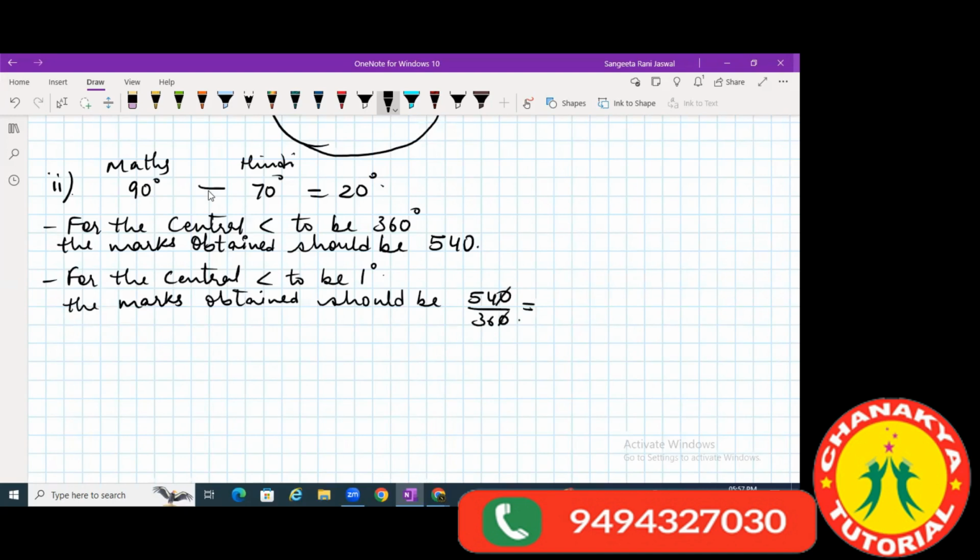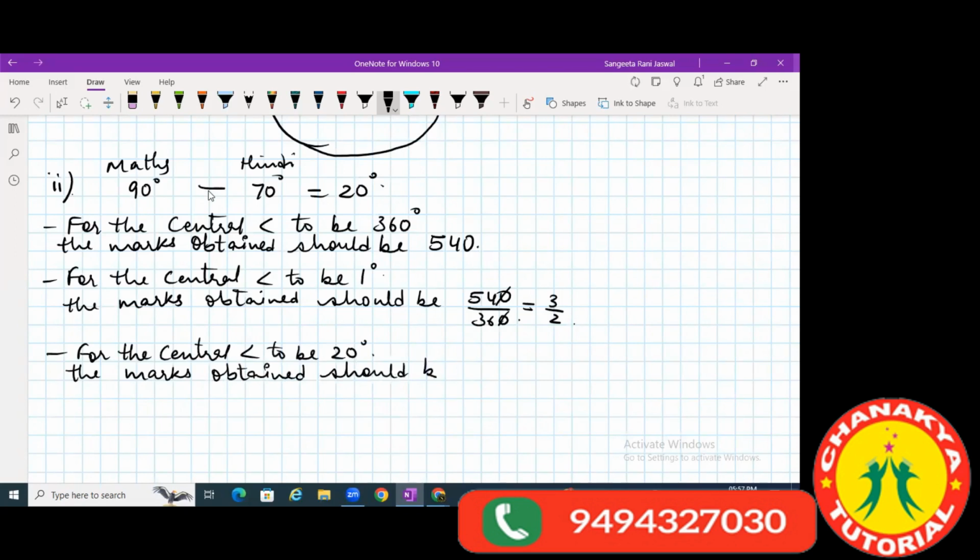Which is equal to, zeros cancel, this becomes 3 by 2. Okay, so this is the marks, 3 by 2. Now, for the central angle to be 20 degrees, the marks should be 3 by 2 into 20. Yes, children? Yes, ma'am. So when you take it to simple form, this becomes 30. So that is 30 marks.